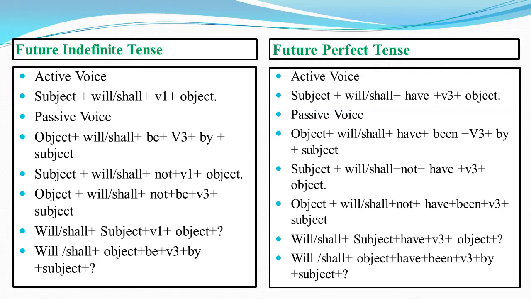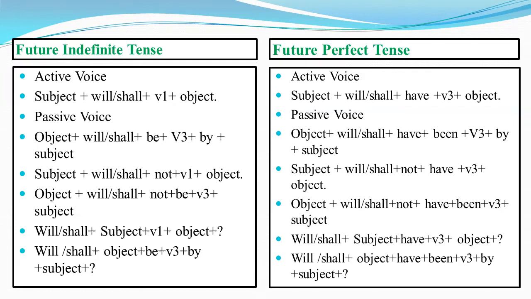Okay, now come to the next one, that is future perfect tense. In active voice the sentence structure is: we will write subject first, then will or shall, then have, then third form of verb and then object. Okay, in passive voice we will write object first, then will or shall, then have, and then been. We will add been here, B-E-E-N, been, then third form of verb, then by, and then subject.